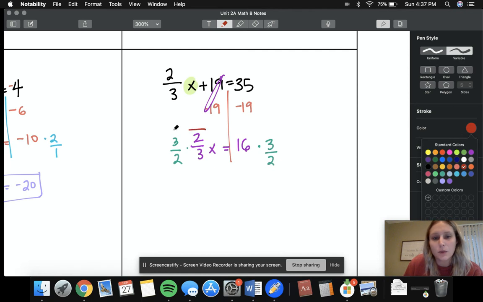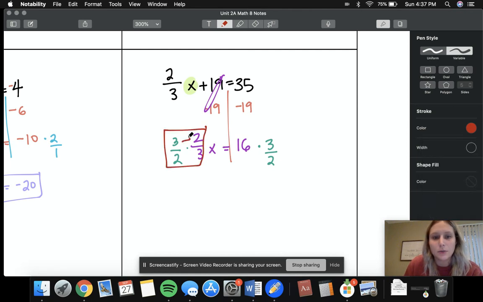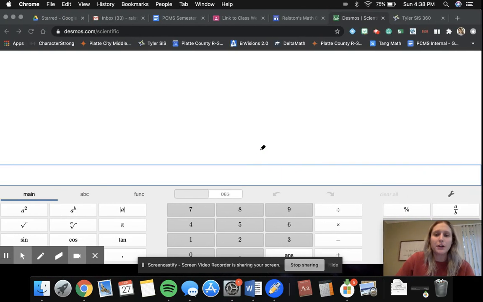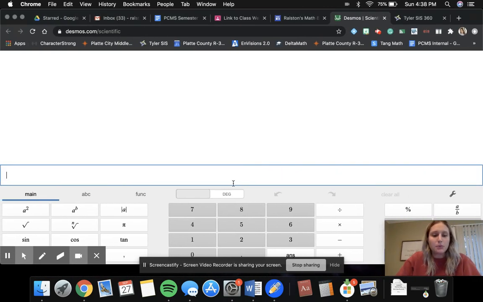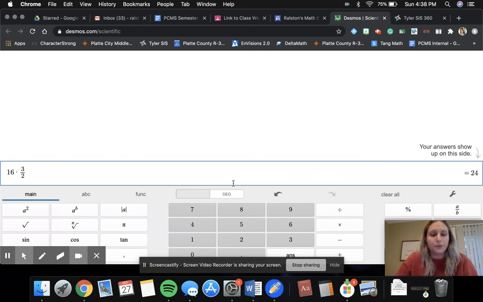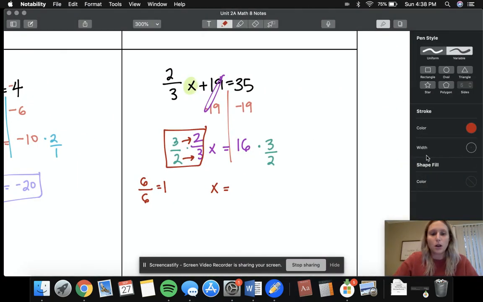Okay. Again, what's happening right here is we have 3 times 2. We have 2 times 3. 6/6 is equivalent to 1. So now instead of having 2/3 of an x, we have 1 full x. Okay. Now from here, we're going to do 16 times 3 halves. If you have your calculator, you can do 16 times 3 over 2. If you don't have your calculator, I would do it on Desmos. So do 16 times 3/2, and it equals 24.